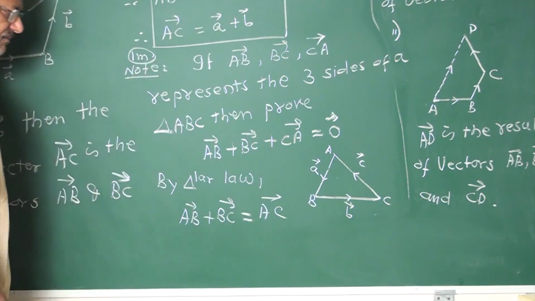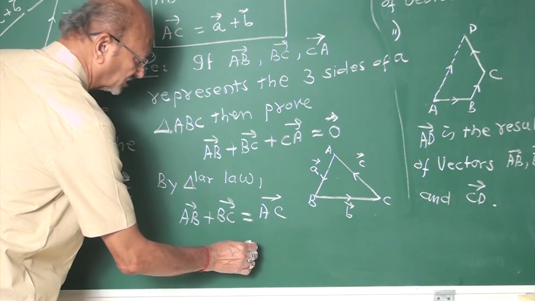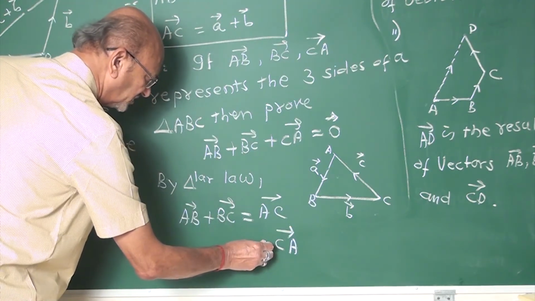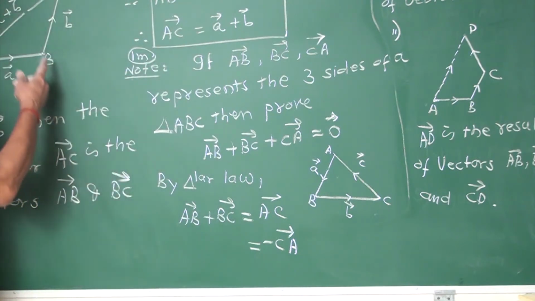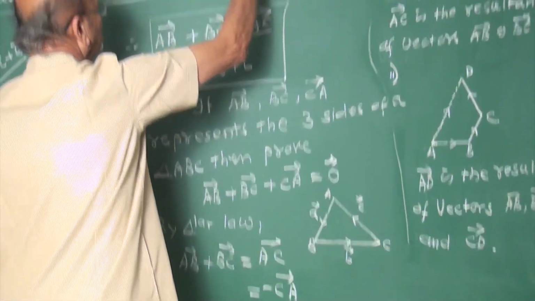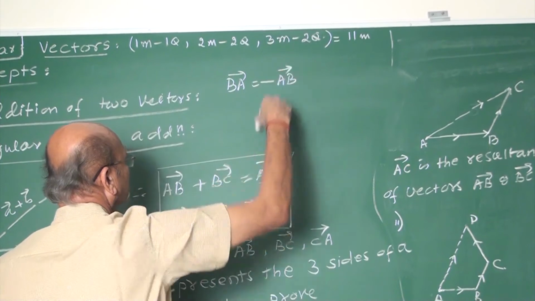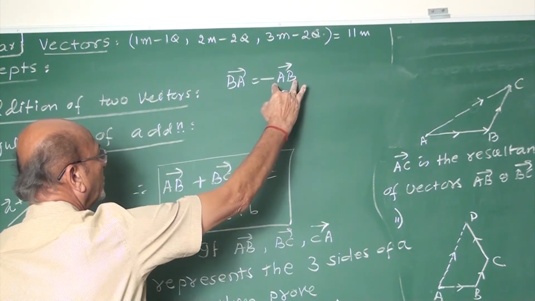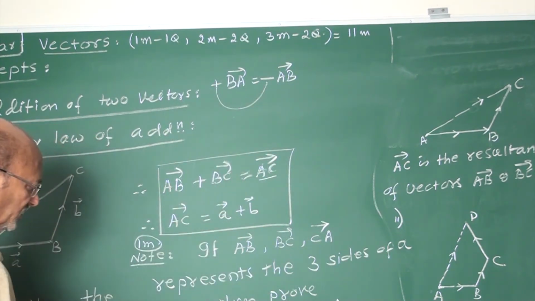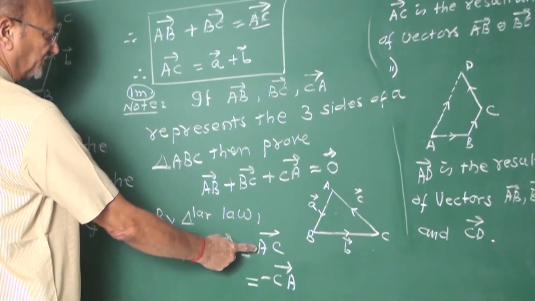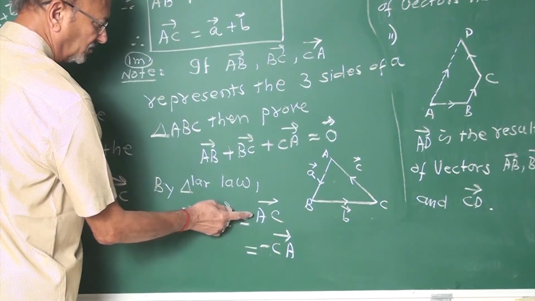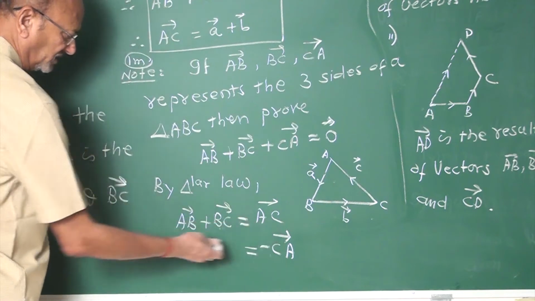This is vector AC. I want to change its direction. This AC, if I write CA, then it is the negative of the vector, the sign changes. My friends, what is that? Vector BA is minus AB. If you change the direction from BA to AB, the plus changes to minus. Here, AB plus BC is AC. If you change from AC to CA, the plus changes to minus. If it is minus here, it changes to plus. Sign changes.